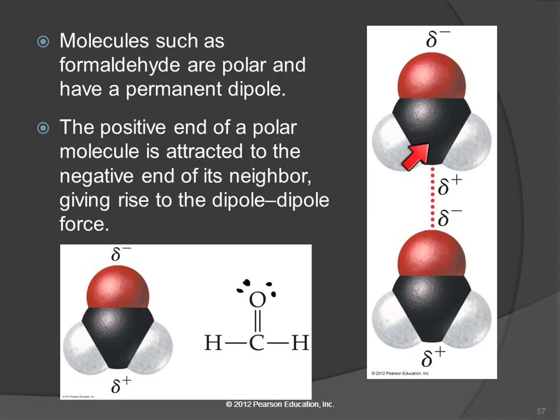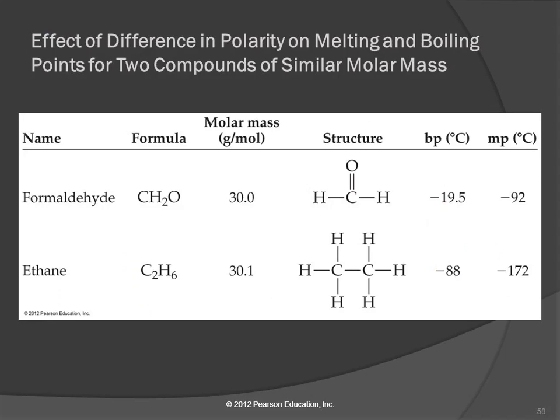So here we have an illustration of how this attraction occurs. The positive end of this one is attracted to the negative end of that one. And because those dipoles are always there, that attraction is always there. So an attraction that's always there is stronger than one that comes and goes, right? So dipole-dipole forces are stronger.